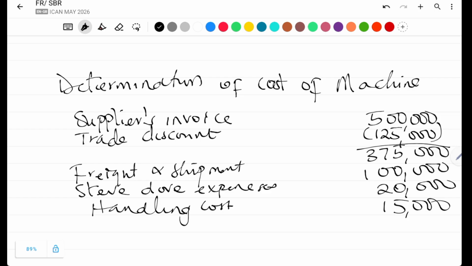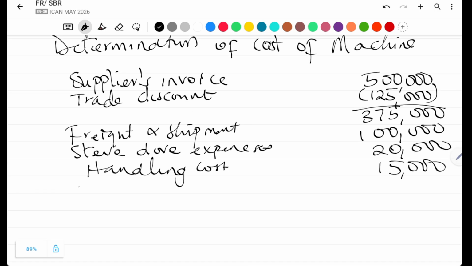Then we have electrical and installation costs. Well, electrical and installation costs are also linked to the product, because without it, you can't tell whether it's working. 25,000.